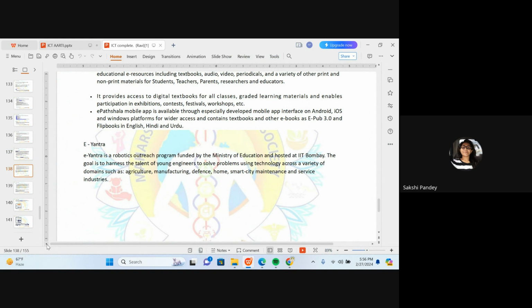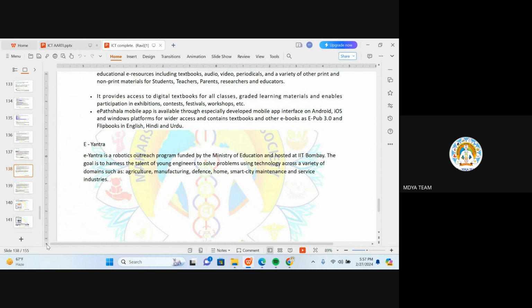E-Yantra is a robotics outreach program funded by the Ministry of Education. It is a robotic program. E-Yantra is like a tool for engineers, and in every department, you will get tools and technologies. This program is funded by the MOE. And who hosts this program?